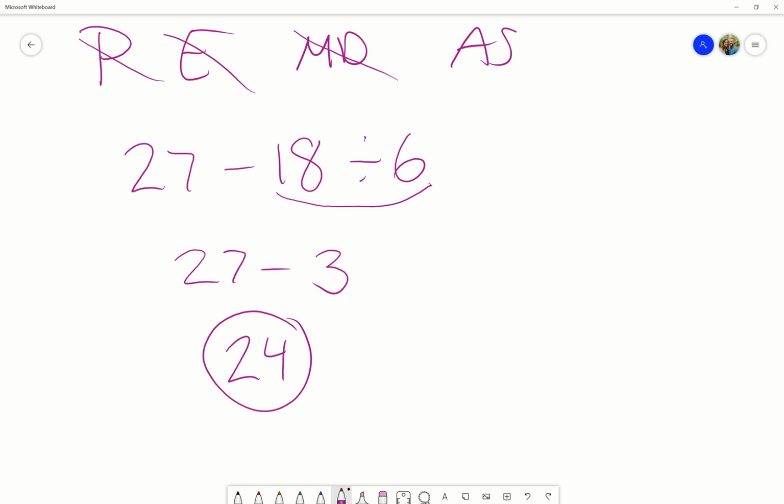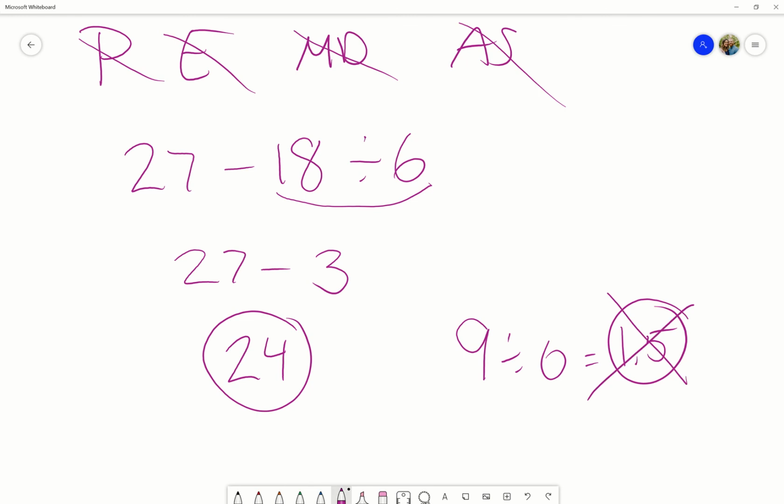All right, we have to make sure we're following this order. If you were to get a number that was different than that, let's say you did 27 minus 18 first, and you got 9, and then 9 divided by 6, and you get something you don't like because it's a decimal, but you would get 1 1/2. 1 1/2 is a lot different than 24. We do not like 1 1/2. We like 24. Okay? So you got to make sure you're following the order.